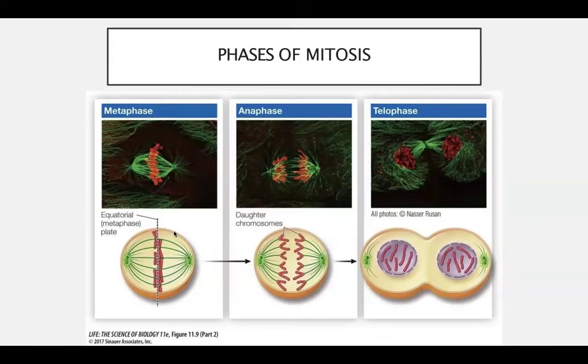In metaphase, all that happens is your chromosomes line up at the equatorial plate, or the M plate. They just line up in the middle. Anaphase is the actual pulling apart. Your sister chromatids separate. Chromosomes are made up of two sister chromatids.